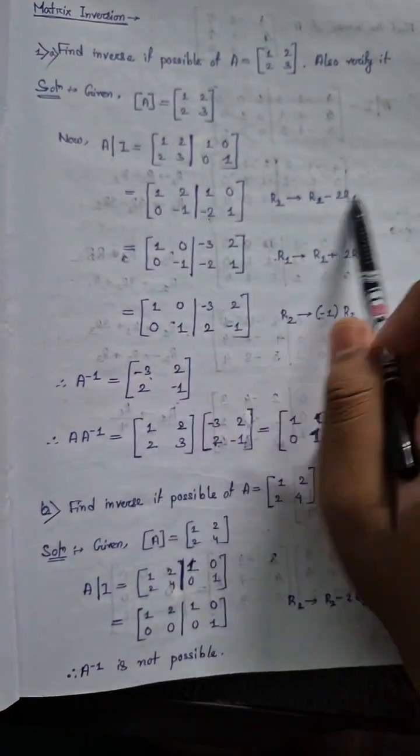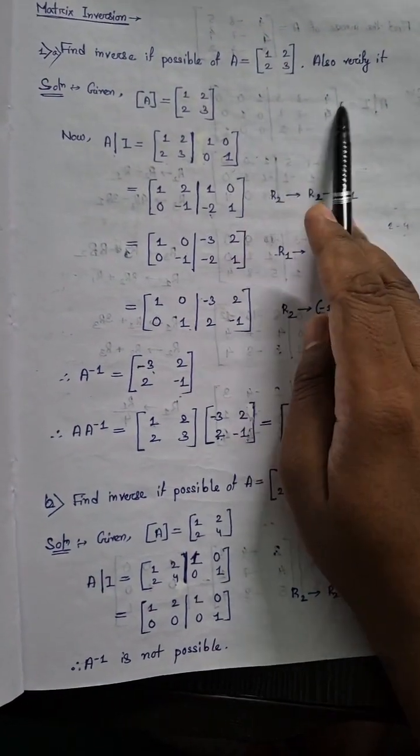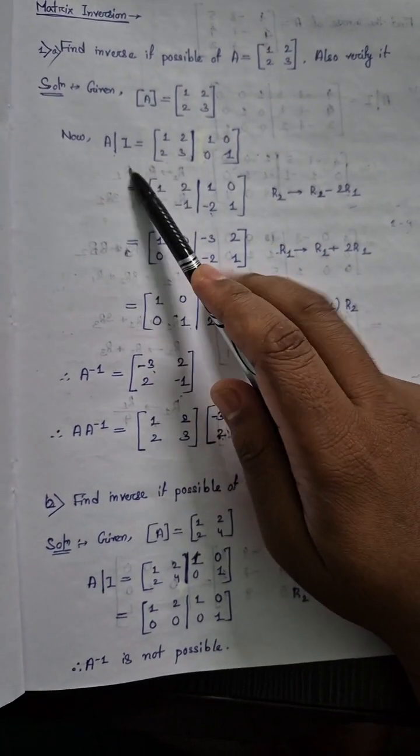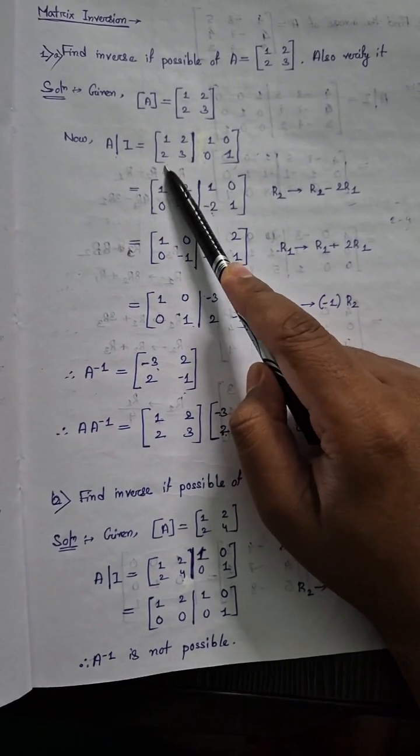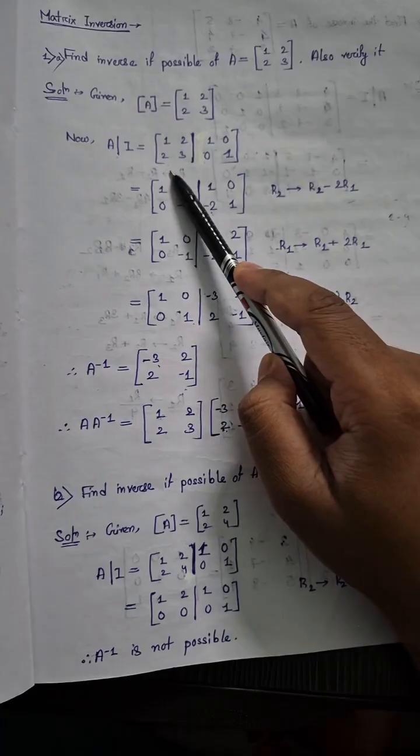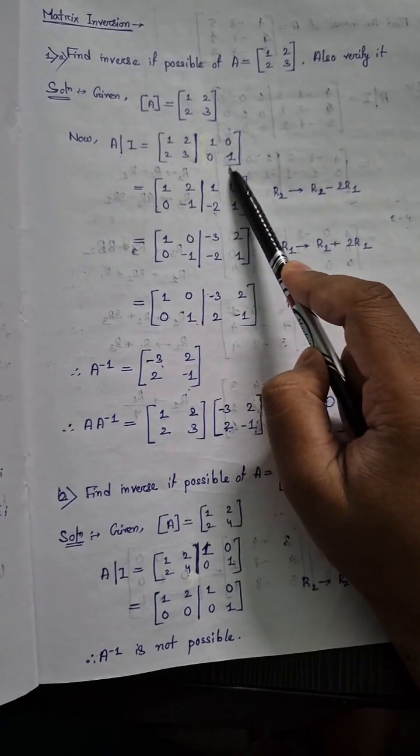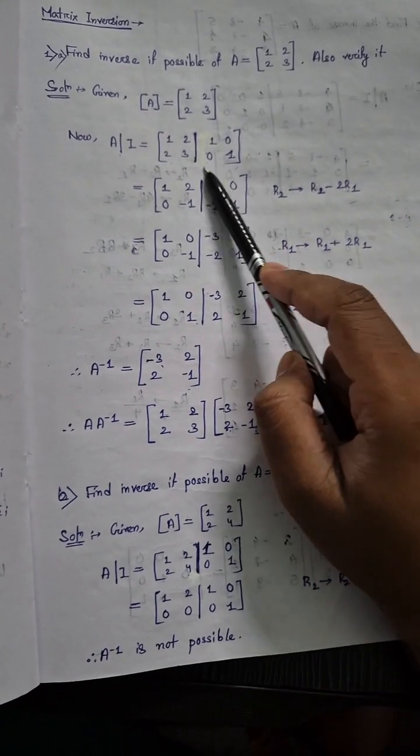Our next topic is matrix inversion. So we need to find the inverse of this given matrix. We should take the augmented matrix like this, A and I. Now we have to make this A part an identity matrix, and whatever matrix we get will be our inverse part.